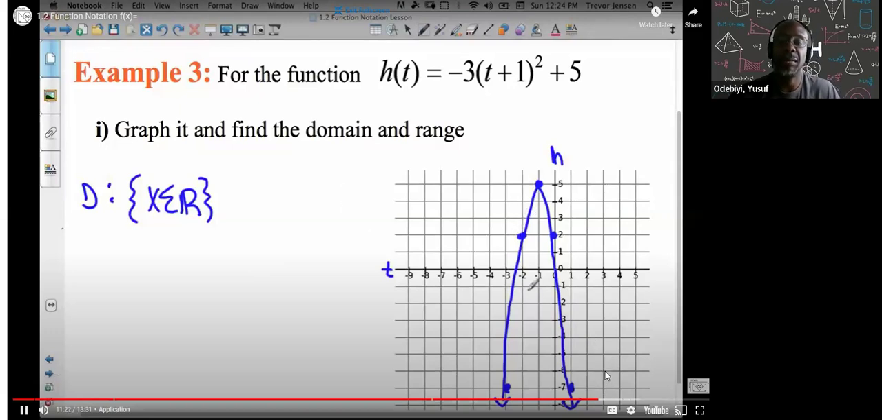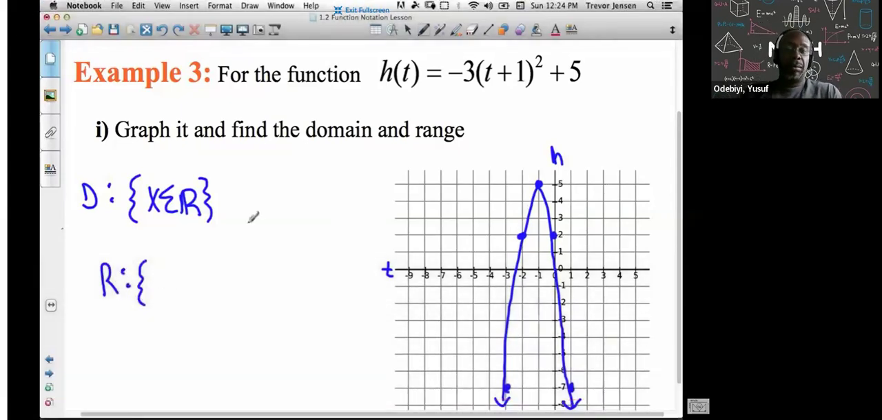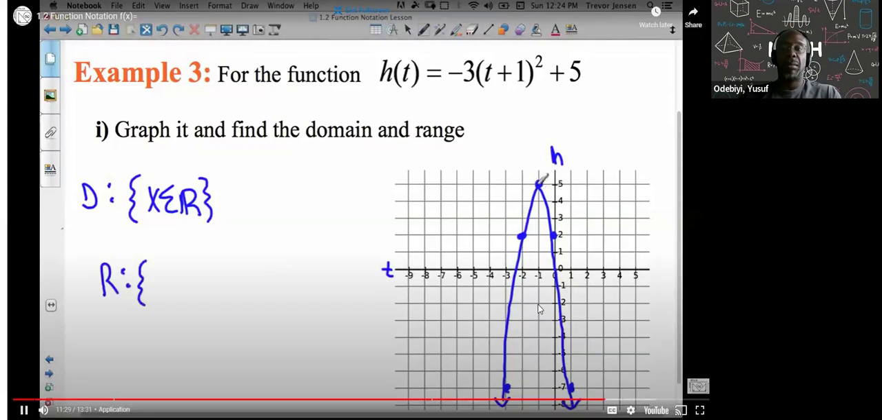However, the range, remember we're looking at where does the function exist along the y-axis. This is the highest along the y-axis it ever gets, right there at 5. It never goes higher than that, but it exists everywhere below that. It continues off. Okay, so it's going to be any real number. We should put h, but we're not going to put h. We're going to put y. So y is any real number. Technically, it should be h.